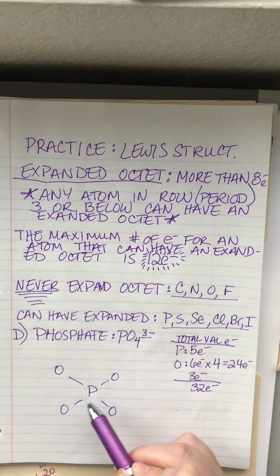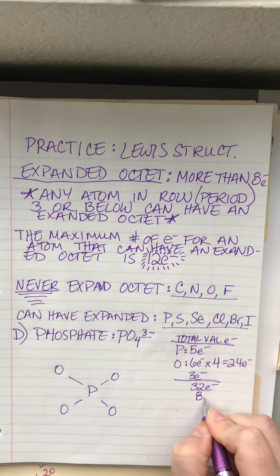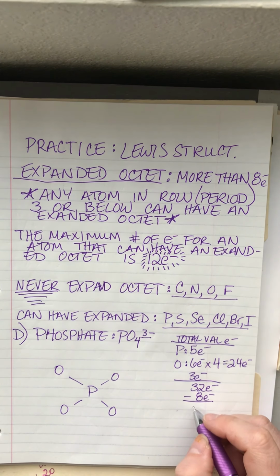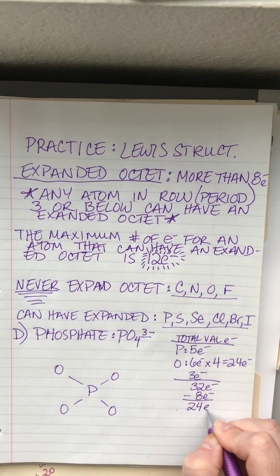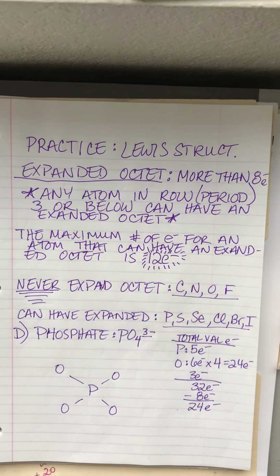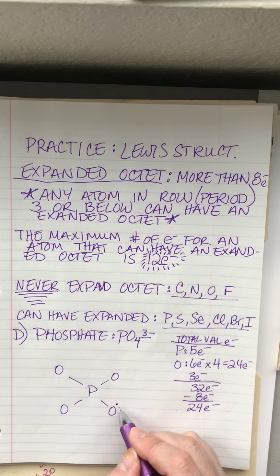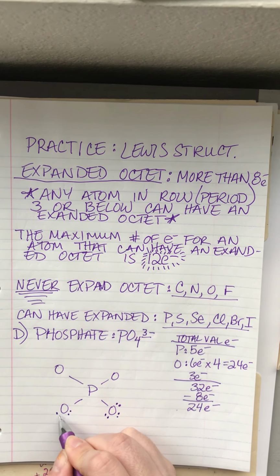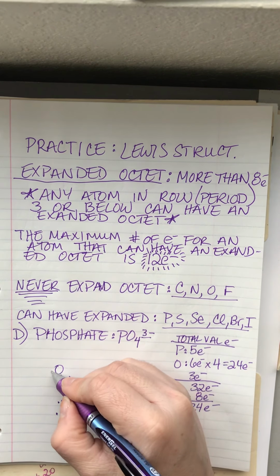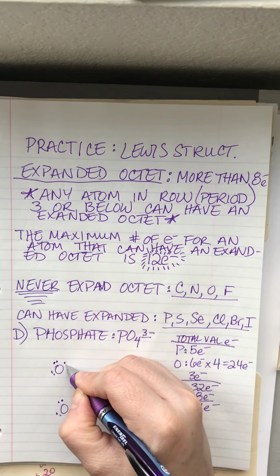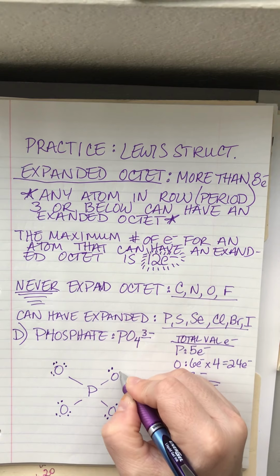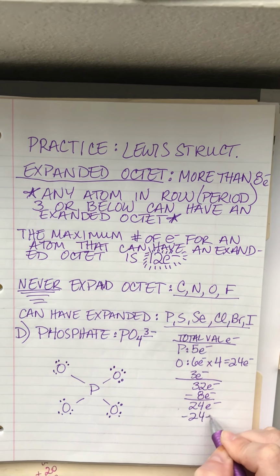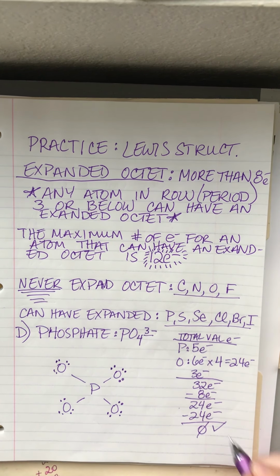I've used 2, 4, 6, 8 electrons in bonding. So now I have 24 electrons left over. So I'm going to put those all around the outside. 2, 4, 6, 8, 10, 12, 14, 16, 18, 20, 22, 24. So now I've used all of the rest of my electrons, so I'm good to go.